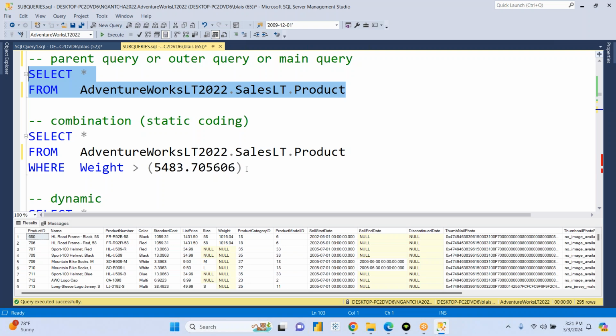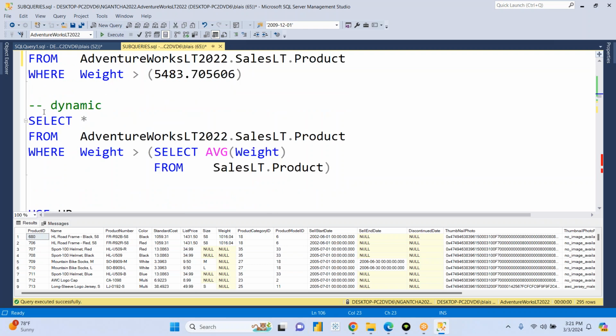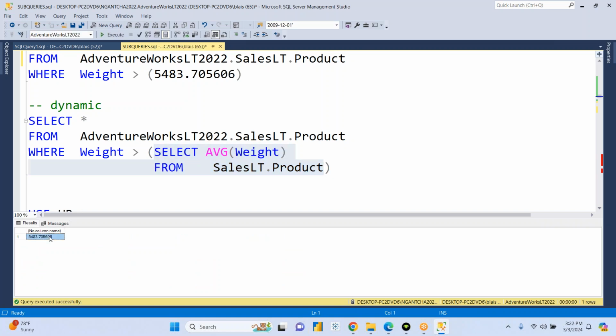Now, this is the static stuff again. We talked about static coding, right? And this is the dynamic one. This is what I want us to focus on. So this is our parent query, giving us the list of all those 295 products. This is the child query or the inner query, investigating the average weight. That's the investigation right there.